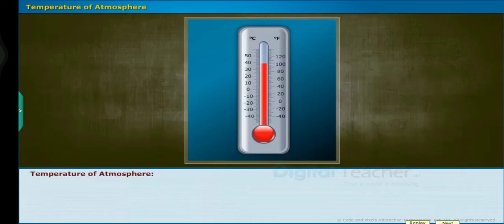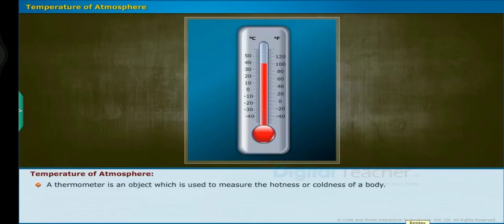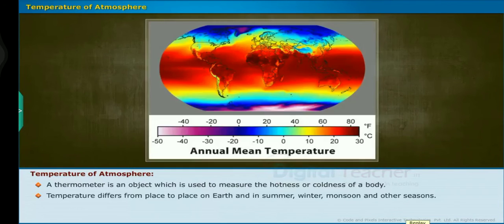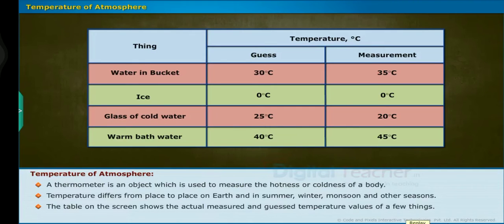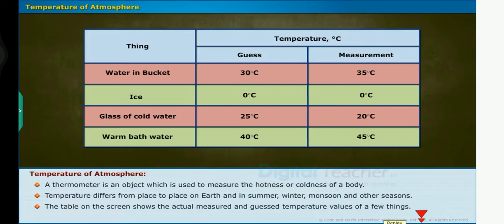Let us learn about the temperature of the atmosphere. A thermometer is an object which is used to measure the hotness or coldness of a body. Temperature differs from place to place on Earth and in summer, winter, monsoon, and other seasons. The table on the screen shows the actual measured and guessed temperature values of a few things.